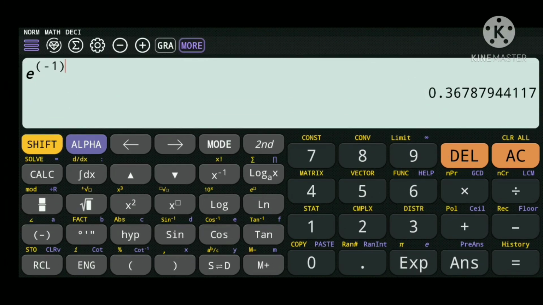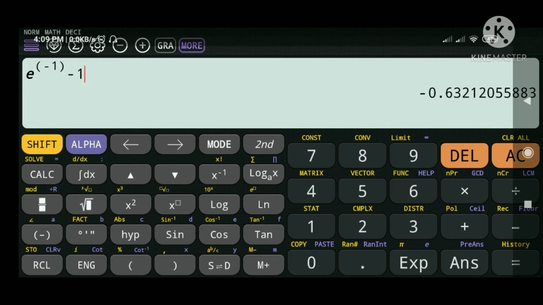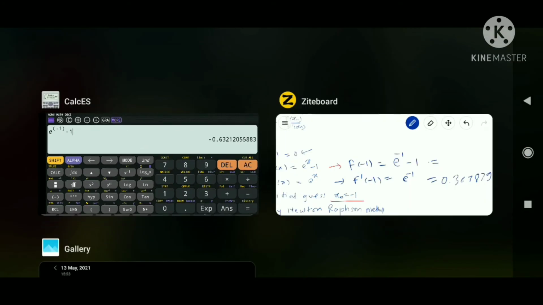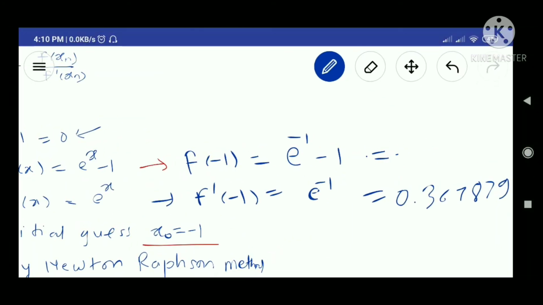And e raised to 1 we want. So I am again changing the term here. Oh, that is wrong. e raised to minus 1 will take the value minus 0.632120. Now we have found the values of f of minus 1 and f dash of minus 1.